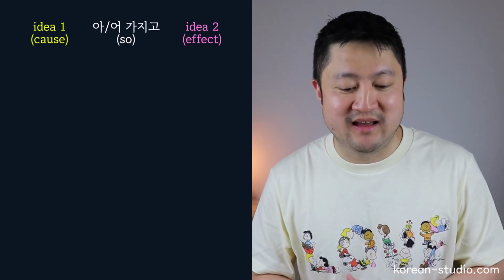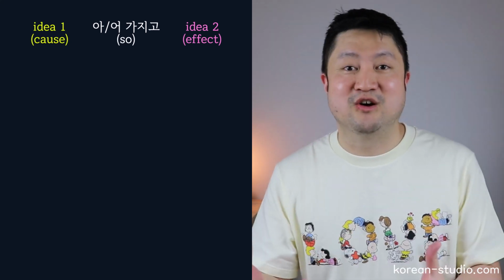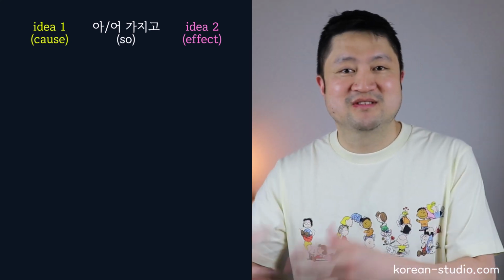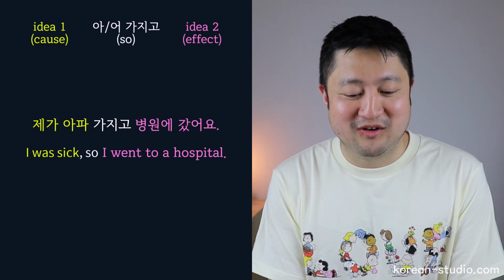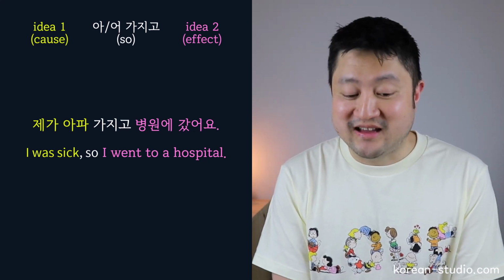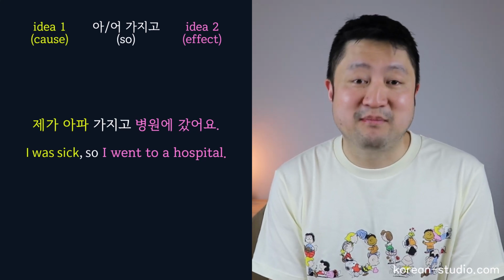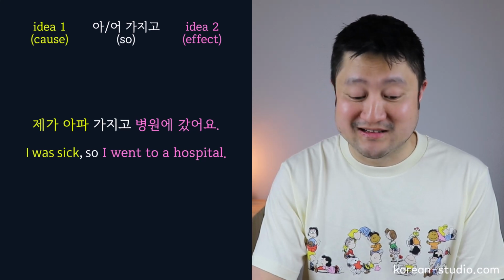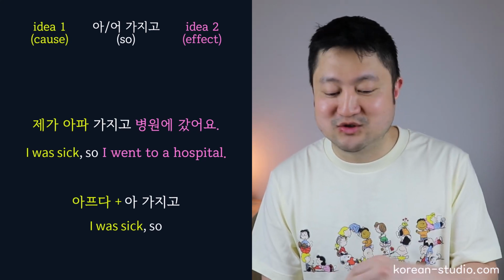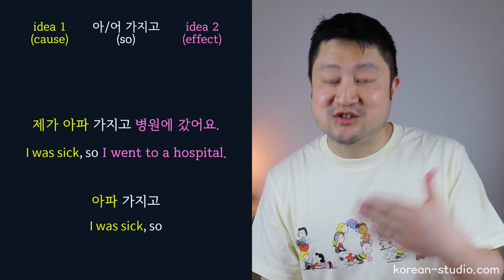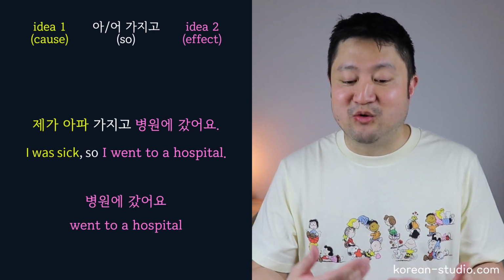Okay, so the second use of 어/아 가지고 is to form relationships between two ideas where one is the cause and the other is the effect. So basically, when we use 어/아 가지고 in this way, it's similar to words like "so" and "because." When we say, this is what happened, as a result, this happened. So here's an example sentence. 제가 아파가지고 병원에 갔어요. I was sick, so I went to a hospital. 제가 아파가지고 병원에 갔어요. So we have the adjective, or descriptive verb, 아프다 combining with 가지고 to form 아파가지고, meaning I was sick. And then the effect of being sick is 병원에 갔어요, went to a hospital.